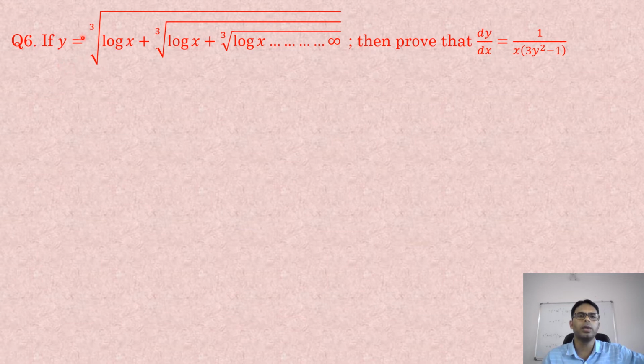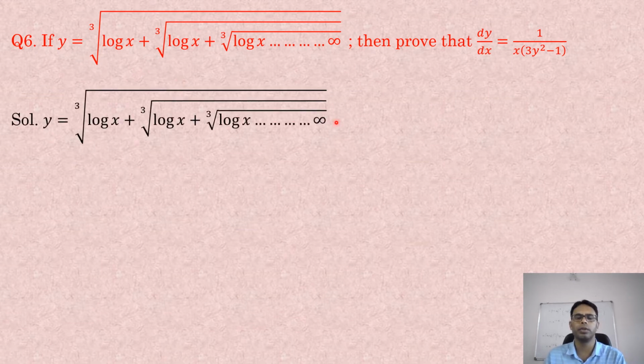If y is equal to the cube root of log x plus cube root of log x plus cube root of log x plus so on, this term is repeating again and again up to infinity, you are to prove that dy/dx is equal to 1 by x(3y² minus 1). This is our question. So we will begin from this given expression. So y is equal to this one.